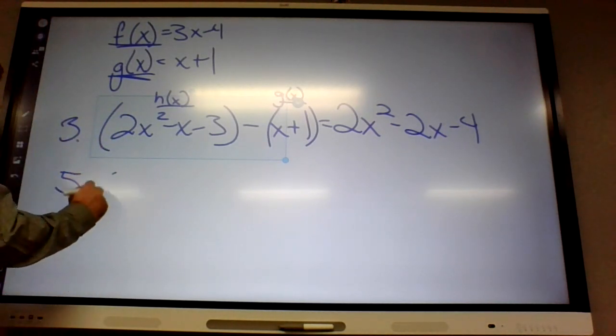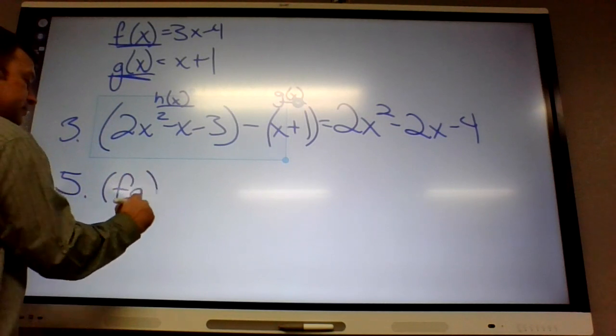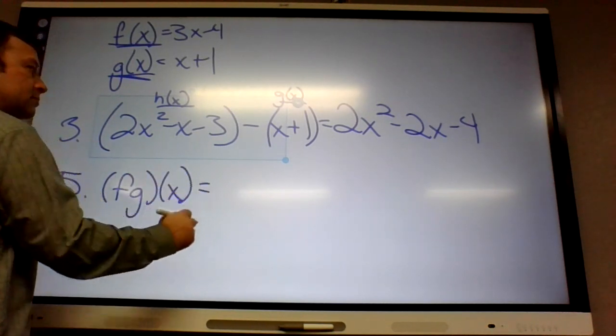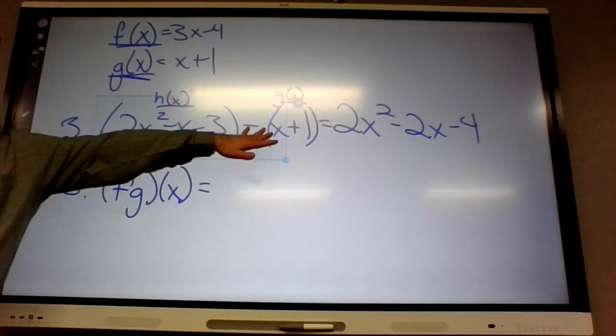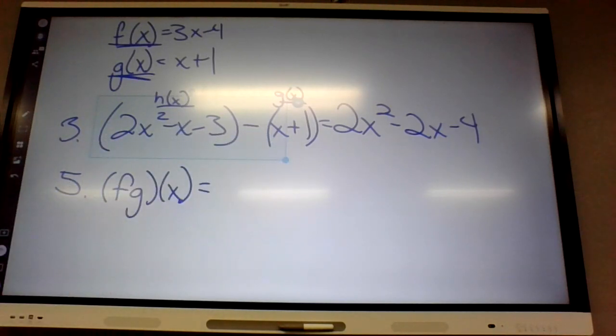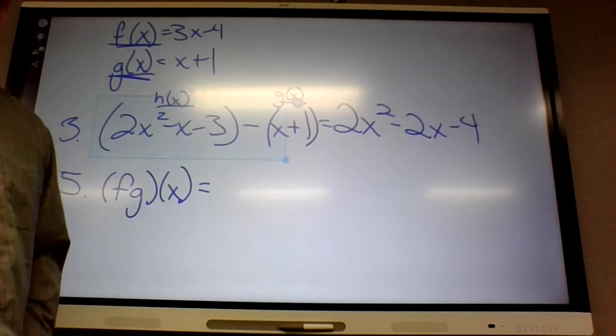Is it kind of like cross multiplying? No, that's subtraction. You just did this minus that. You just did it with minus 1. h of x minus g of x. You can only add and subtract like terms. We subtracted the like terms.